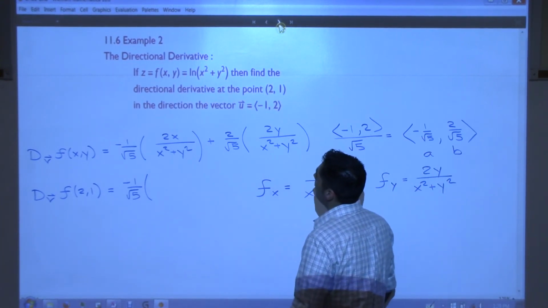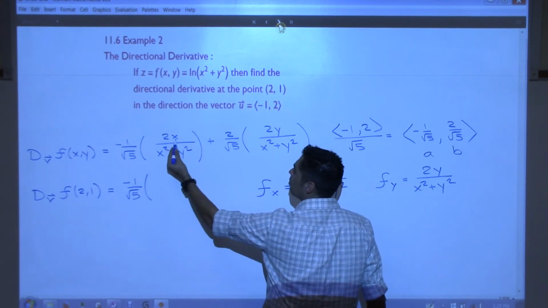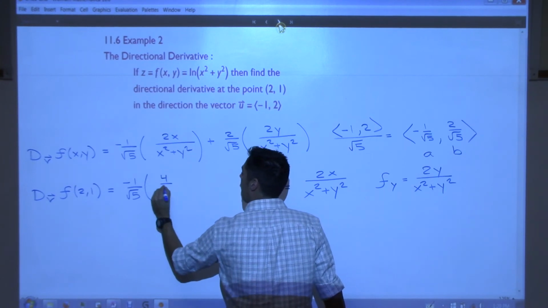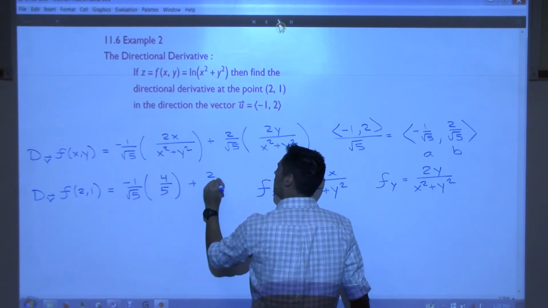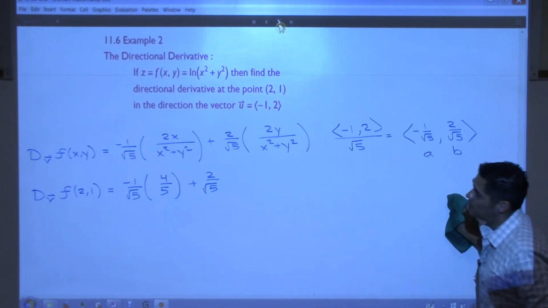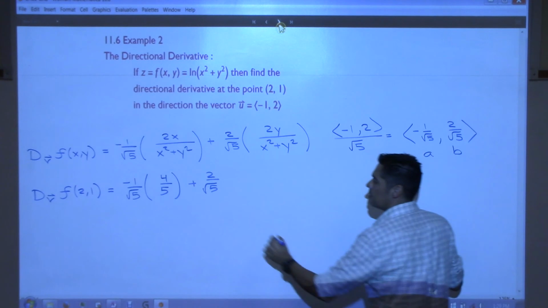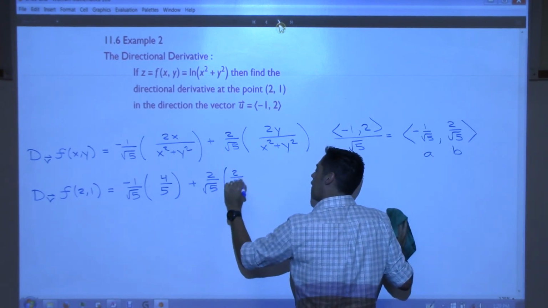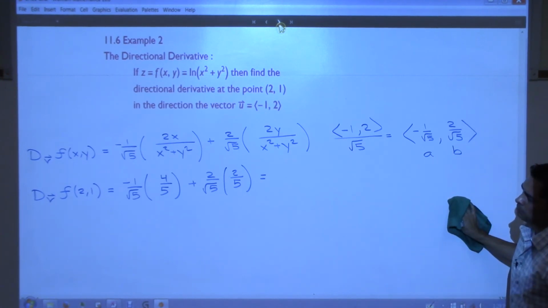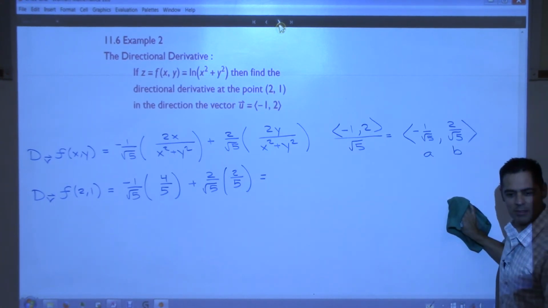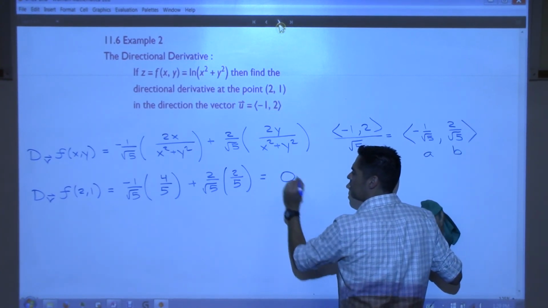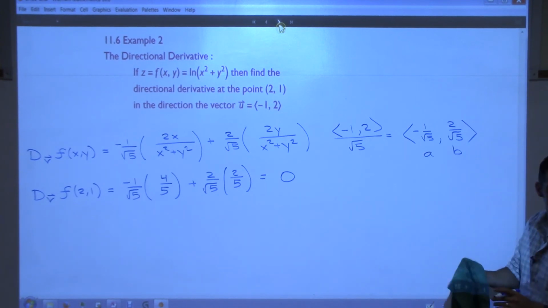All right, what happens when I plug in (2, 1) for this right here? 4/5. And then when I plug in (2, 1) on this one, what do I get? 2/5. And then adding these, they have the same denominator, don't they? Uh-oh. Yeah, I got 0. Did we mess up? This is a number. It's not a vector. What does that mean?